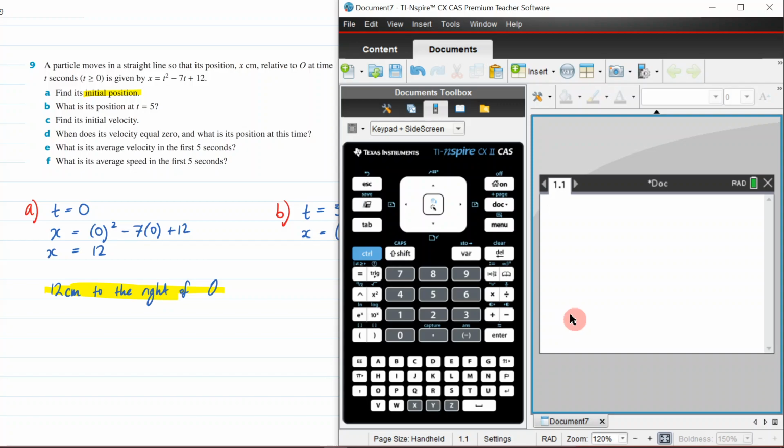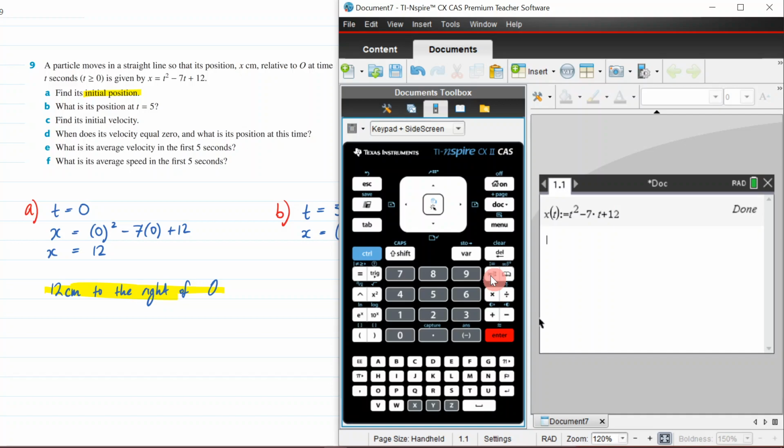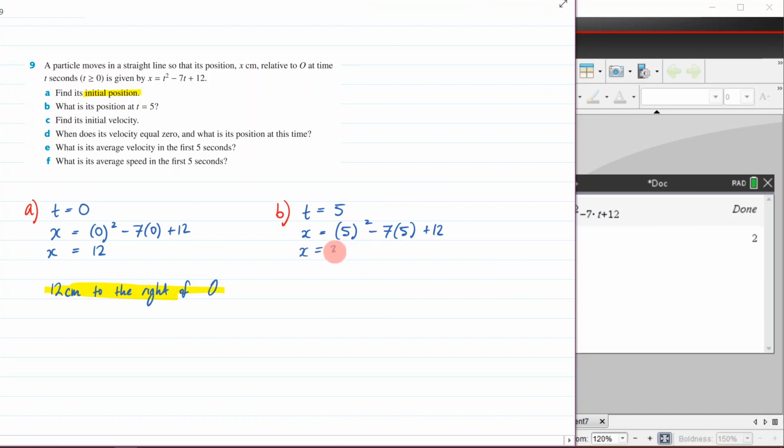Let's begin by defining what x is. So I'm going to go x of t is going to be t squared minus 7t plus 12. And now I'm finding when t is equal to 5, so x of 5 is 2. So I'm going to get x is 2. And again, let's write down what this means. What this means is that I'm 2 centimeters to the right of O. Let's give that a highlight and keep walking through this question.